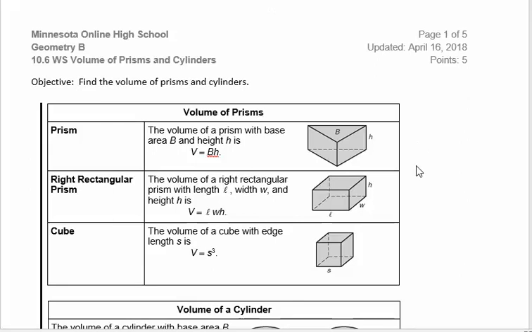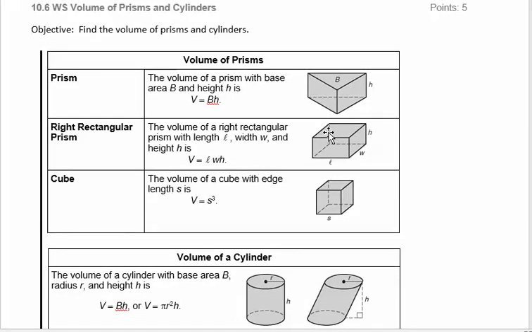Hello, this is Ms. DB, and in this video we are going to review how to find the volume of prisms and cylinders. After all the work that you have to do to find surface area and lateral surface area, this should seem a little simpler. We have some formulas at the top.